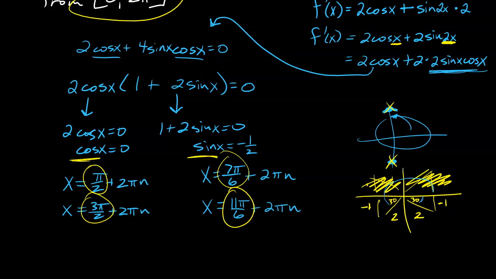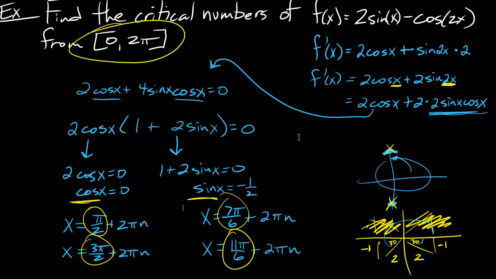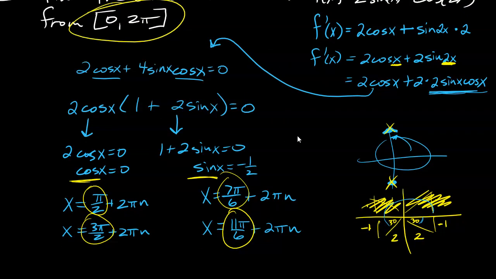Okay, well, these are the answers we were looking for, because we were looking to find when these were equal to 0. There are no undefined answers because sine and cosine are both continuous functions. There are no undefined spots. So our four critical numbers would be pi halves, 3 pi halves, 7 pi 6, 11 pi 6.